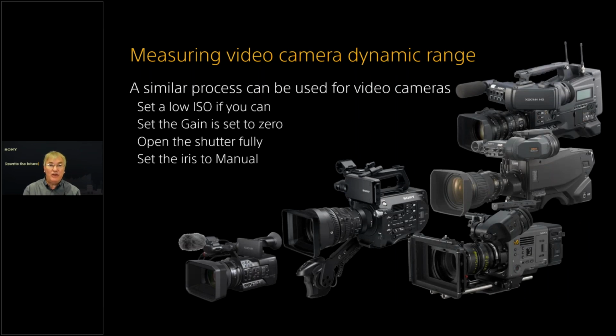Now you can do the same thing with the video camera. You need to set a low ISO, set the gain to 0, and shoot a number of clips, and you can do the same thing.